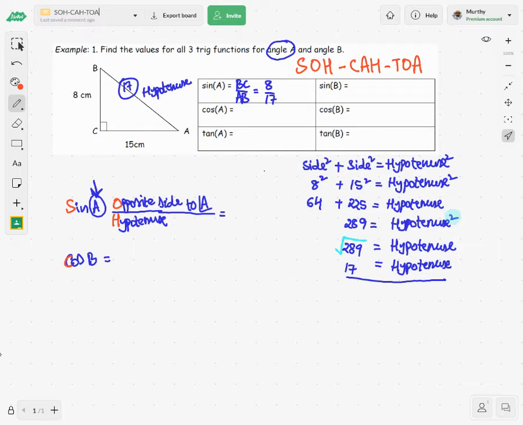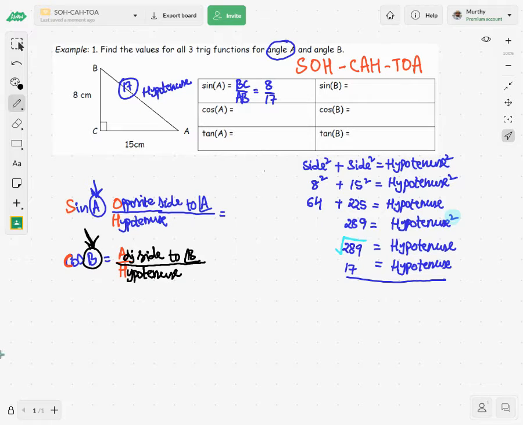So let me highlight this one, CAH. Okay, so A stands for adjacent side. Please continue writing, don't leave it as adjacent side. What is the letter? It is adjacent side to angle B. Actually, you have to find cos B. So what does cos B mean? Adjacent side to angle B over hypotenuse.